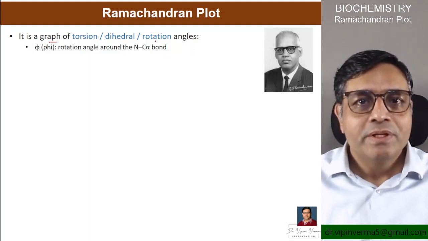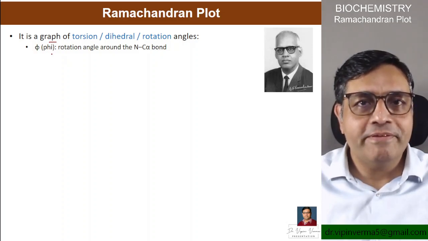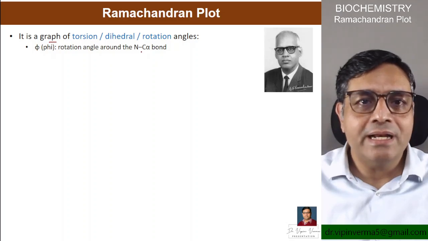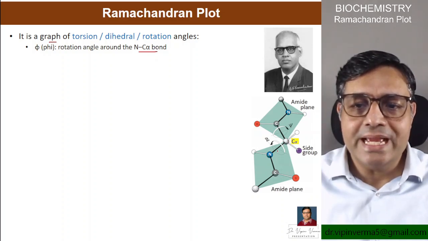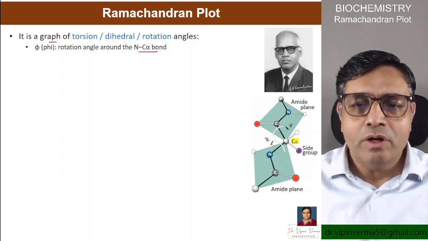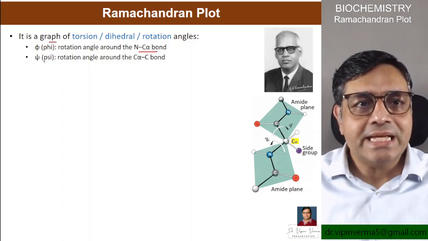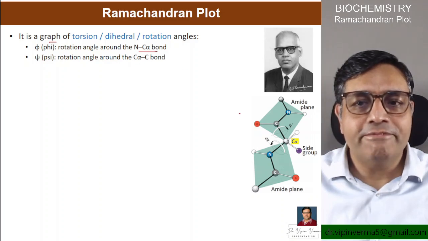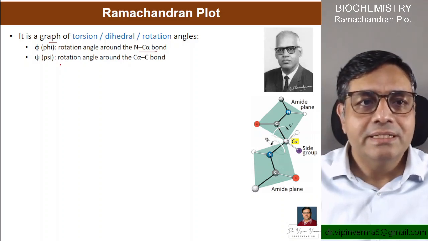Okay, so it tells about the two angles. One is the phi angle, as I told you in my previous class also. It is the rotation angle around the N-C alpha bond. So here you can see this is the C alpha and this is the nitrogen. So this is the N-C alpha bond, and when we observe the rotation, this is known as the phi angle. And then the psi, which is the rotation angle around the C alpha-C bond. So again this is the C alpha and this is the carbon, and this rotation of this particular bond is known as the psi angle.